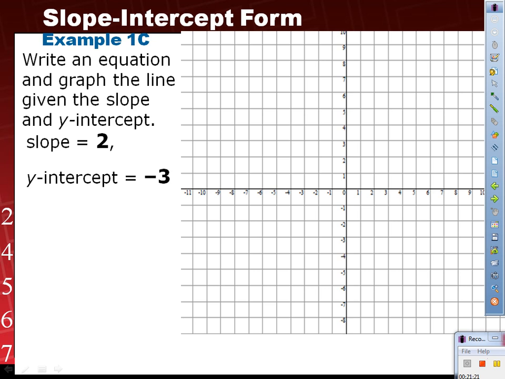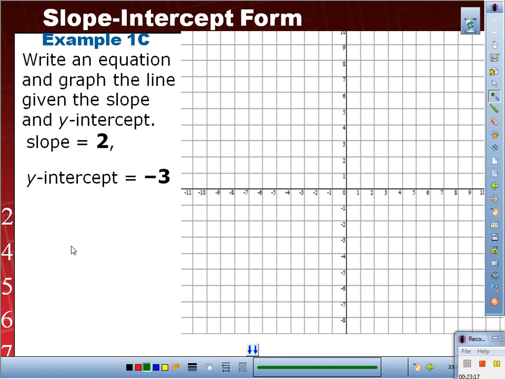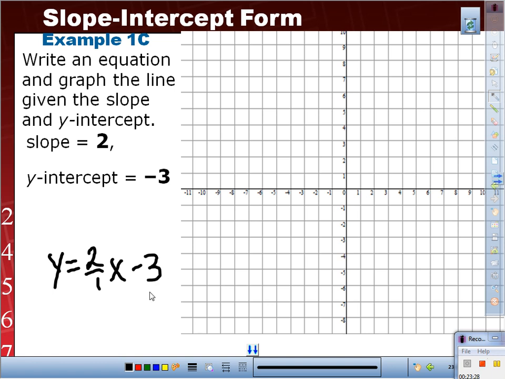Check with the neighbor, see what they got. All right, let's see. Equation. Hunter. Hands if you got that. In your graph, where did we start, Reagan? Negative 3. And what is my slope? Up and 1 to the right. 2 up, 1 to the right, 2 up, 1 to the right. And my graph should look something like that. Hands if you got that.